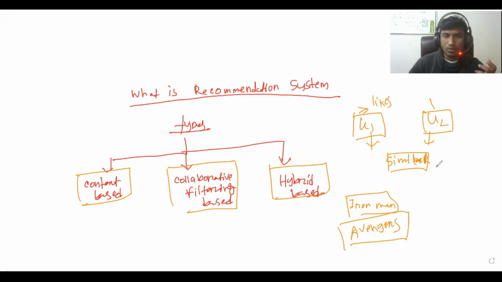Now if user two tries to figure out any kind of movie, the recommender system will recommend this movie to user two also, because user one and user two have similar interests. So he or she might also like that movie, like Avengers. So these are collaborative filtering based.